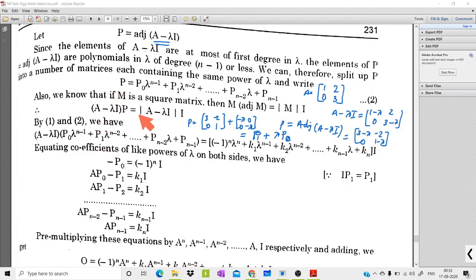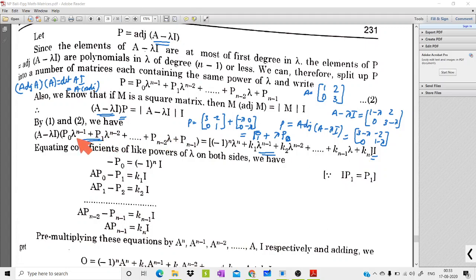Now we know that adjoint of A times A is always equal to determinant of A times I, which is equal to A times adjoint of A. Using this idea, A minus lambda I into its adjoint is equal to the determinant of A minus lambda I times I. So A minus lambda I into P, with P written in this form, equals the determinant of A minus lambda I times I. But we know that the determinant of A minus lambda I is our characteristic polynomial, which is nothing but this one. So you can equate these two.